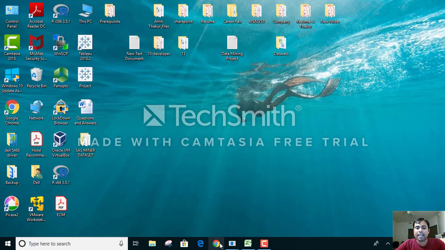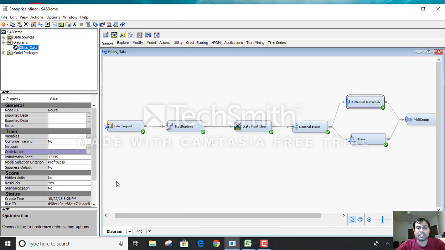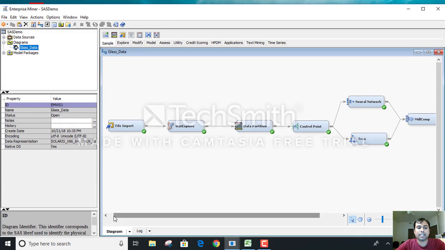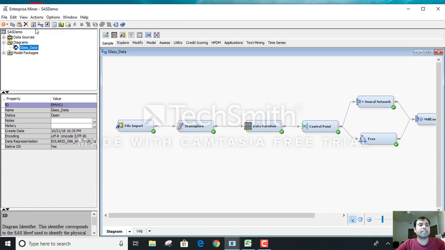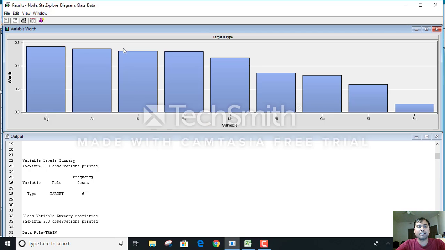To start with, as I have already implemented all the steps in SAS Miner, I will be explaining them step by step. First, we have created a diagram, glass data. I have used this file import node to import our data set, and then this is a StatExplorer node. This basically gives the statistical summary of our data. Here we can see the statistical summary of the data. It gives all our statistical parameters.